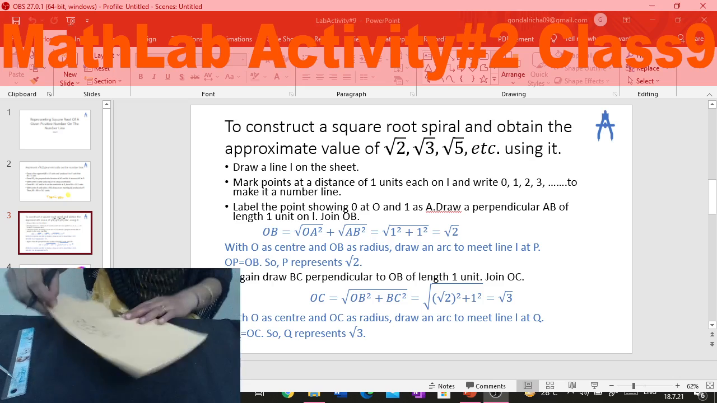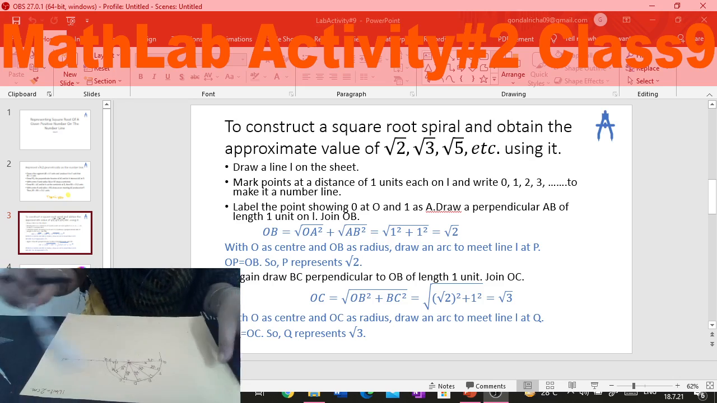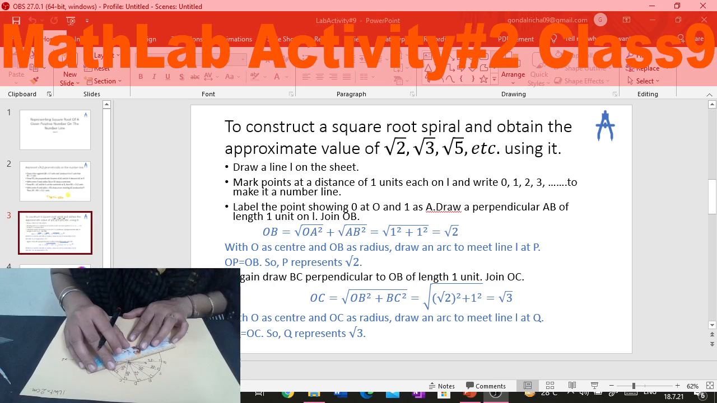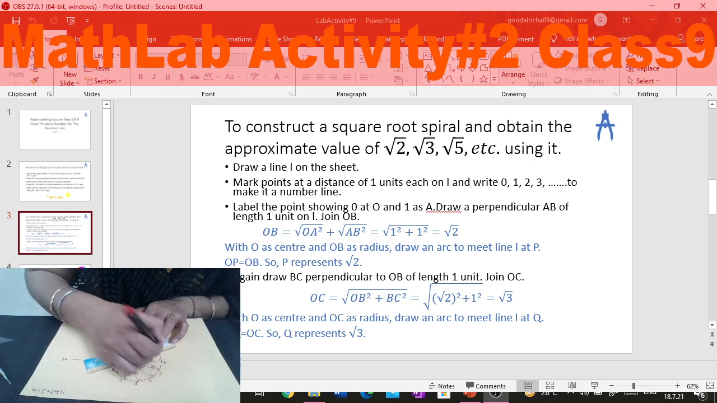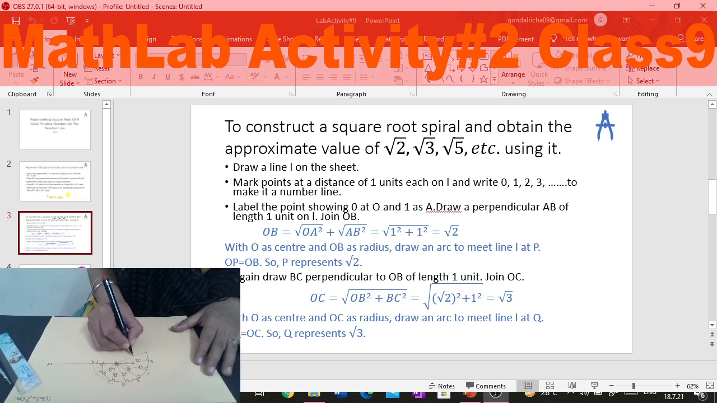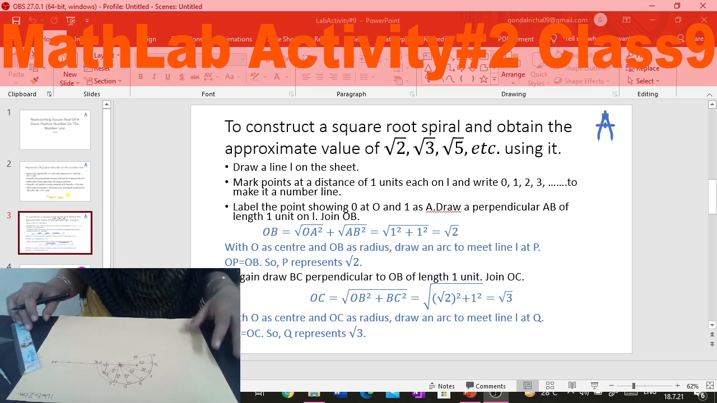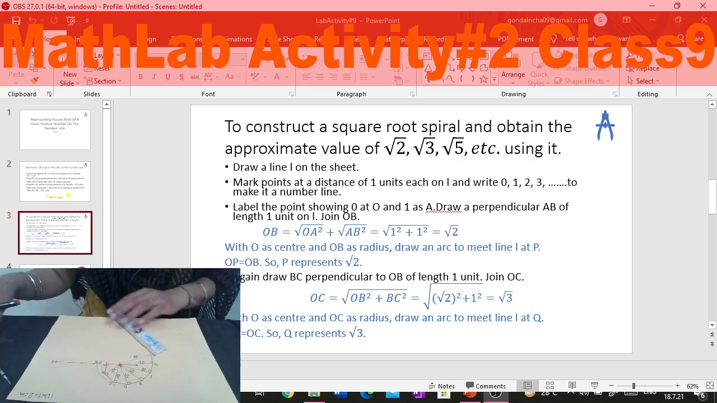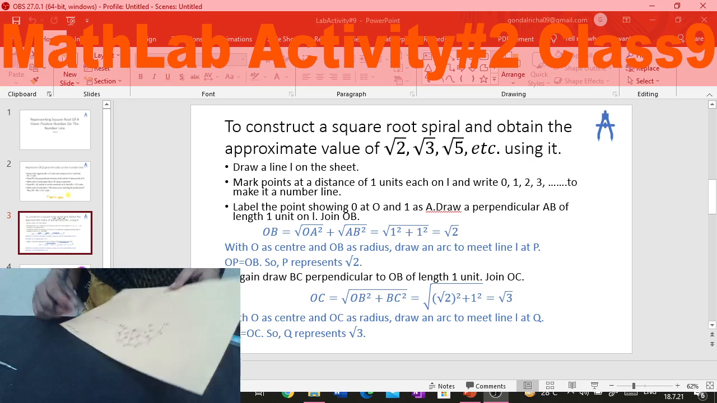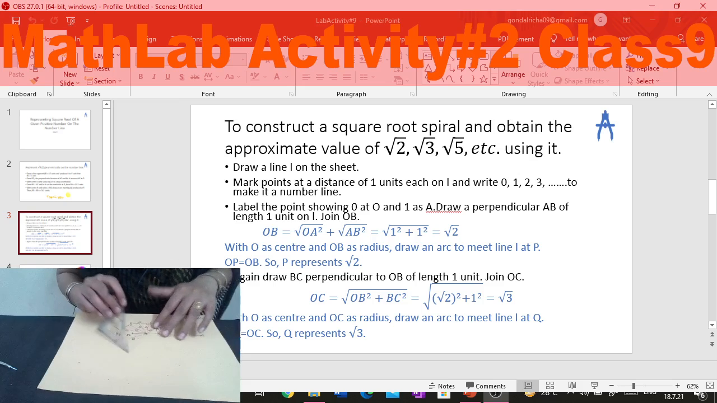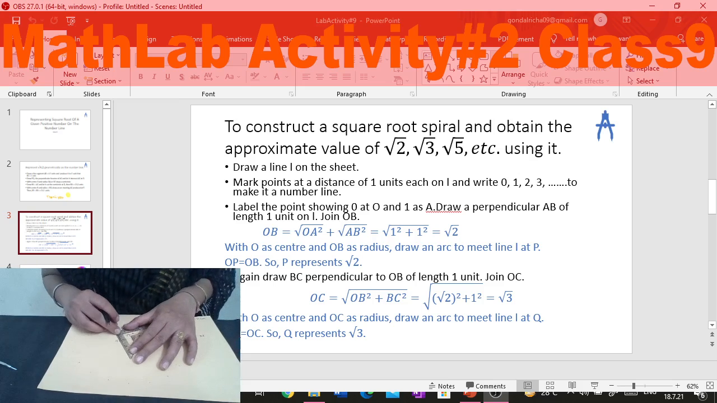This point is point H. Now again I am going to join OH, so that I will get the value of root 8. So this is the value of root 8. Approximate value, obviously, right? Because there may be chances of some errors, but we will try to make our work as accurate as possible. So again at point H, I am going to draw the perpendicular of 1 unit like this.